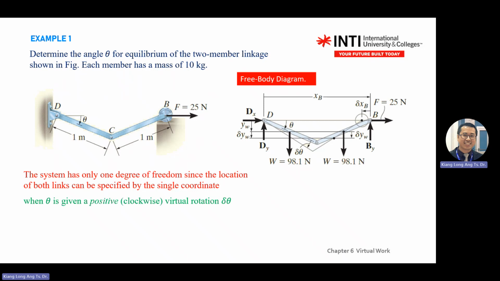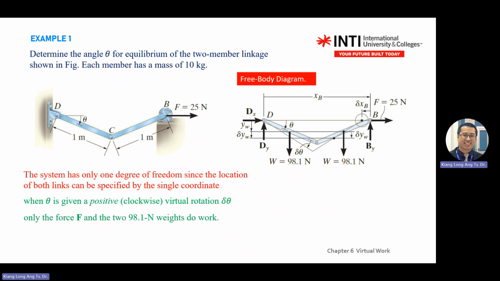Delta theta, we assume, given the positive clockwise virtual rotation. So what are the forces that do work? Because this D was pinned and does not move anywhere, there's no distance traveled, no work. Force B will do work because point B was pulled to the left. So B goes this way, force B 25 Newton goes to the right, but the distance traveled goes to the left. So two vectors go opposite. It will still generate work, but it's negative work because of the product of two vectors going in opposite directions.